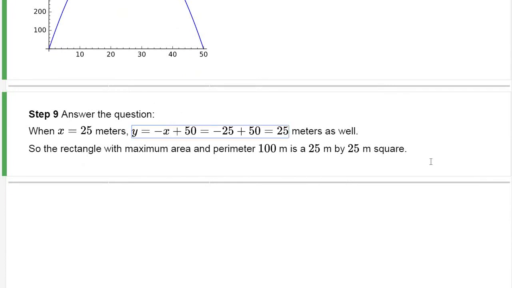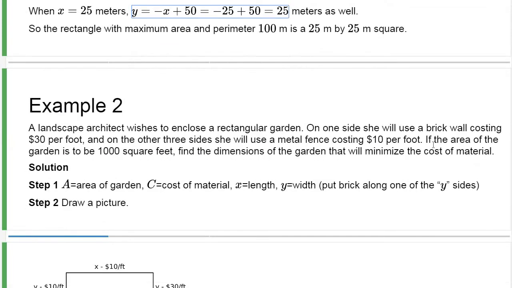I have an equation for y. y is negative x plus 50. So if I put x equals 25 into that equation, it turns out that y equals 25 as well. So I see that the rectangle with a maximum area and this given perimeter is a square, 25 meters by 25 meters. And that's the end of example 1.